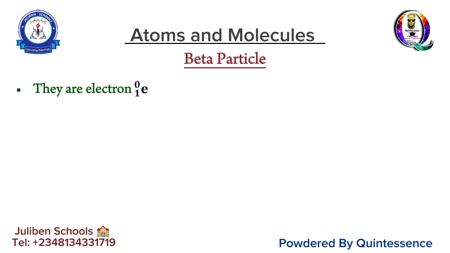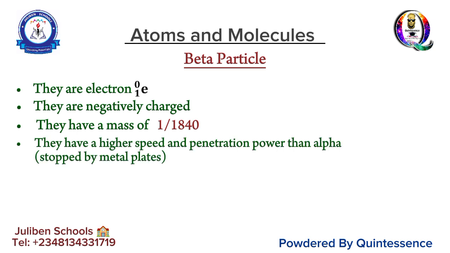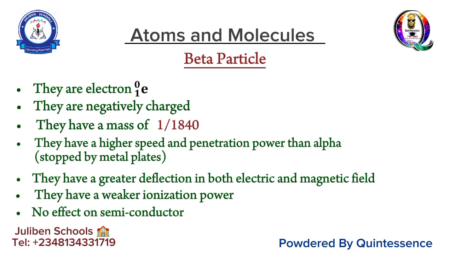Beta particles are electrons. They are negatively charged. They have a mass of 1/1840. And then they actually have a high speed. Their speed is higher than that of alpha particles. They can be stopped by metal foils, while alpha particles can be stopped by thick paper. They have a greater deflection in both electric and magnetic fields. As far as alpha particles are concerned, just a slight deflection. And when it comes to ionization power, they have a weaker ionization power compared to alpha particles. Still talking about beta particles, of course they don't act as charge carriers in semiconductors. In fact, they don't have any effect.